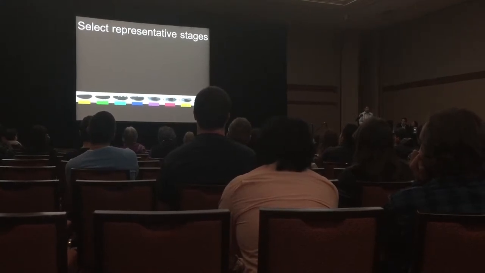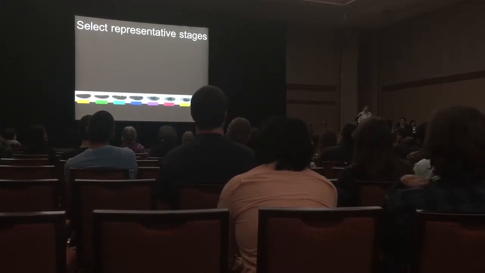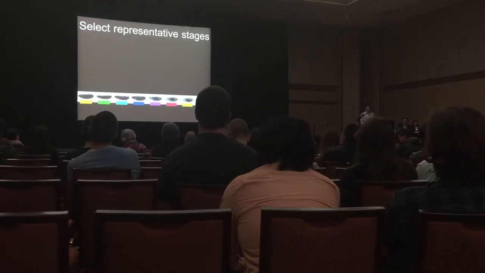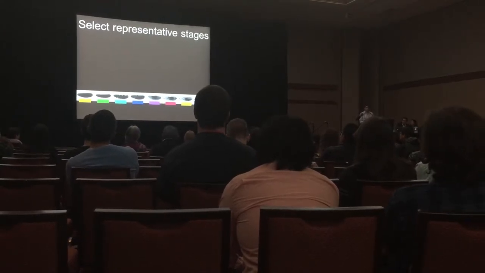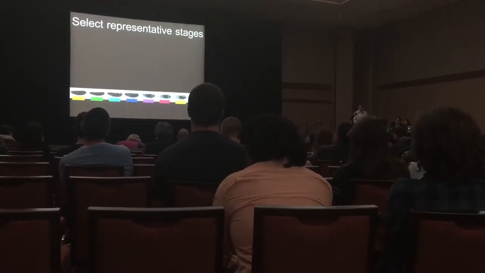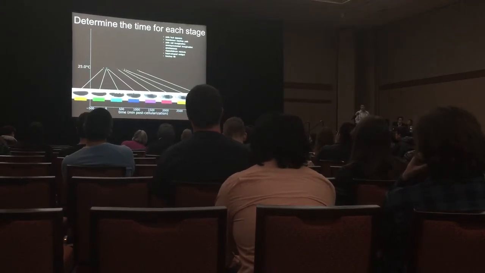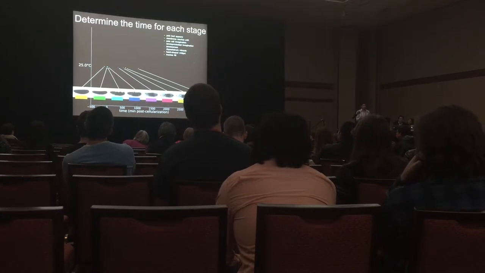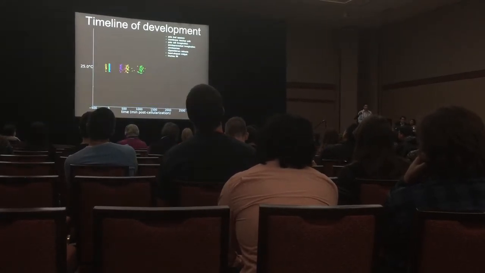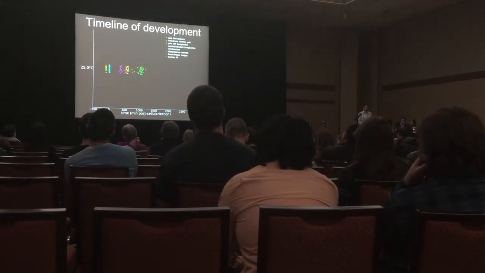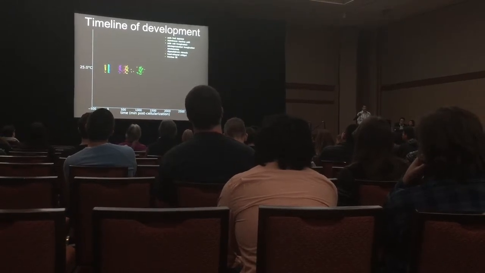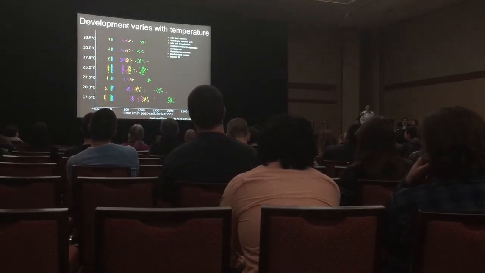So I selected a subset of stages. These stages are the ones that were highlighted in the video. And it spans a variety of different processes during development. There are a bunch of unrelated events. And we can create a timeline of development, of when embryos hit each of these different stages. And you can do replicates, so a bunch of flies all at 25 degrees, for instance. And you can do this with a bunch of different temperatures.